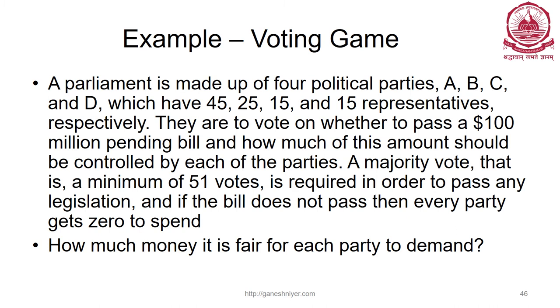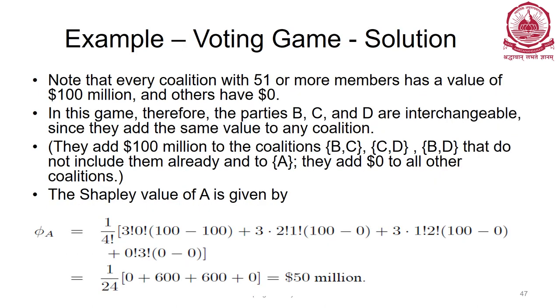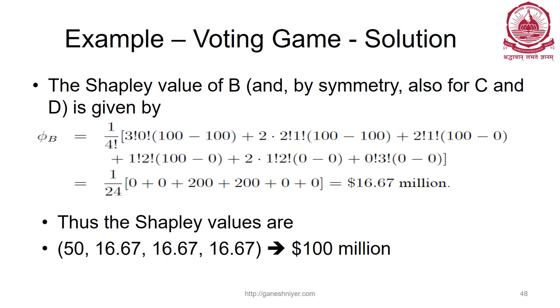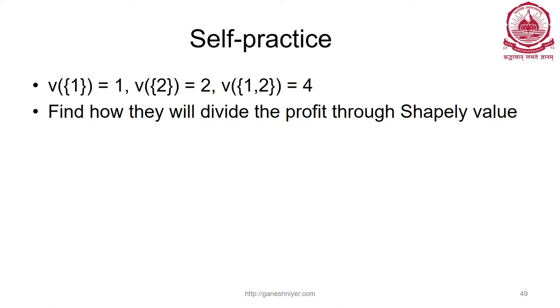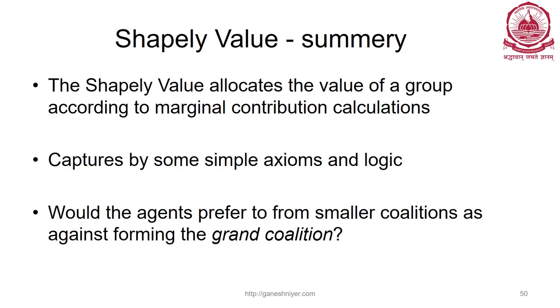Take this example of voting game ABCD, which have 45, 25, 15 and 15 representatives. They are to vote on whether to pass a $100 million pending bill and how much of this amount should be controlled by each of the parties. How much money is it fair for each party to demand? Knowing 50 million is for A, you should be able to calculate B, C, D. In fact, what I suggest is you just verify this equation by yourself. There is a self-practice question that you can code, find out the answer at your leisure time.